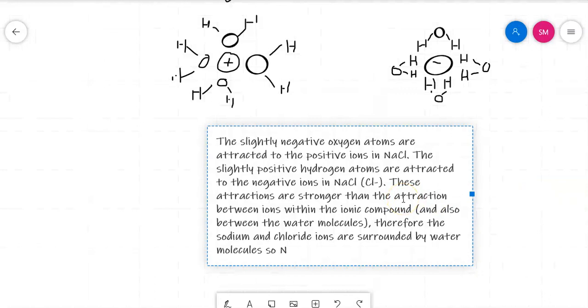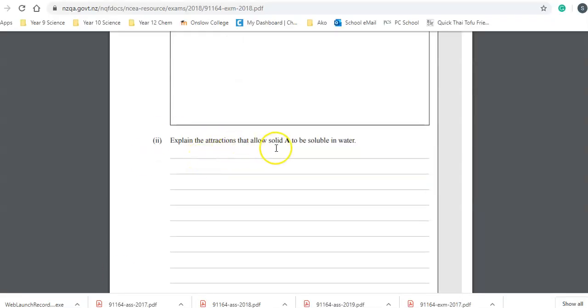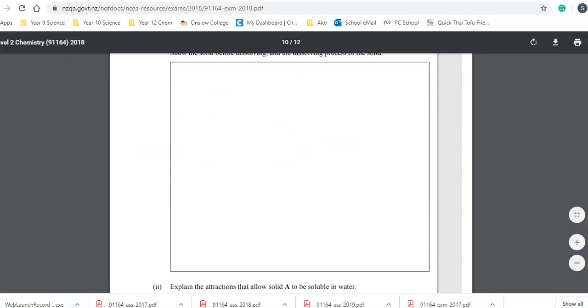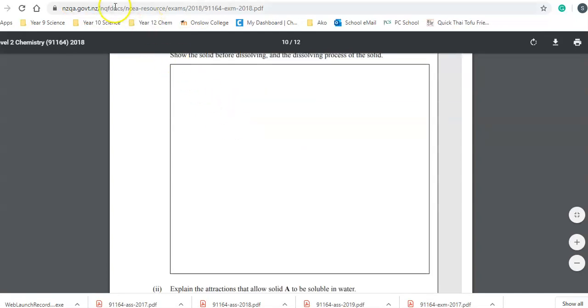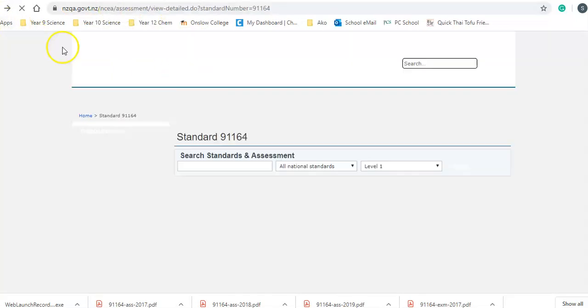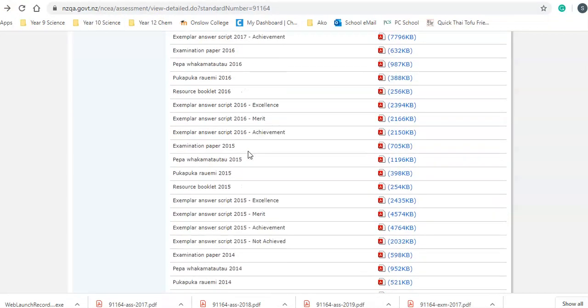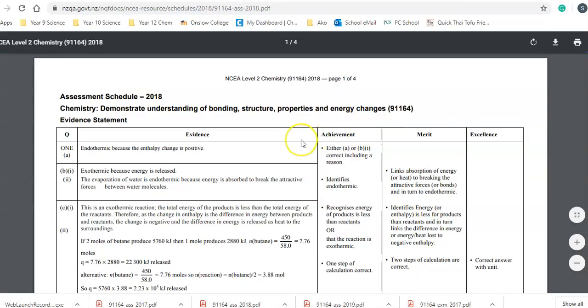So NaCl is soluble. So we'll have a look back at that exam question that we were looking at. Explain the attractions that allow solid A to be soluble in water. I think in this case we're talking about sodium chloride, or it might just be a generic ionic compound. So this was 2018. So we'll get the assessment schedule for 2018.